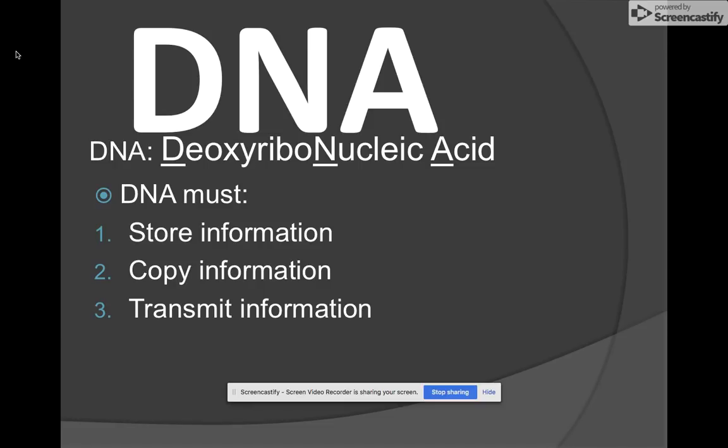So DNA has three things that it has to do. It has to be able to store information, copy information, and then transmit information. So the two that we're going to focus on right now are storing information and copying that information. We'll get into transmitting information in our next unit on protein synthesis.